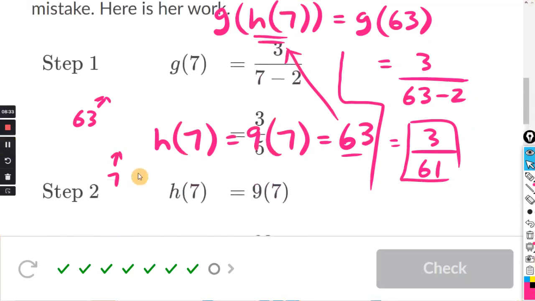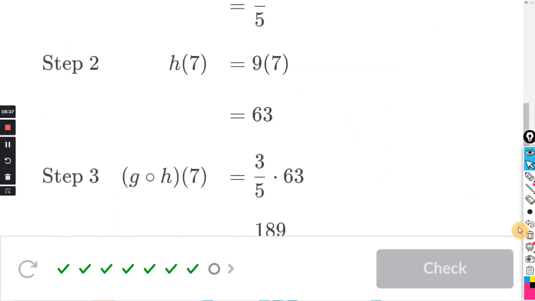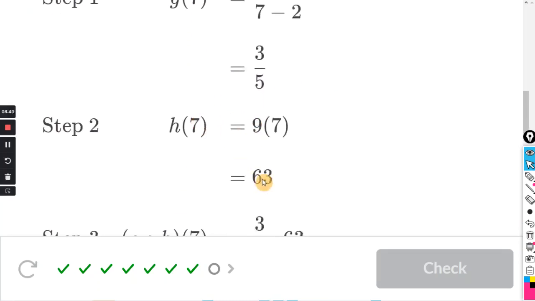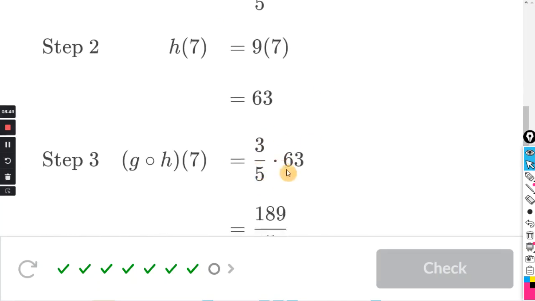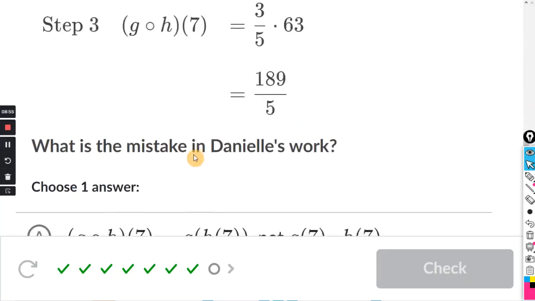All right, this one is actually not based on steps. This is based on what she did overall. So she did g of 7, and she did h of 7, and then she just took each answer and multiplied it, 3/5 times 63. So that's the mistake right there. G of h of 7 does not mean you multiply them.